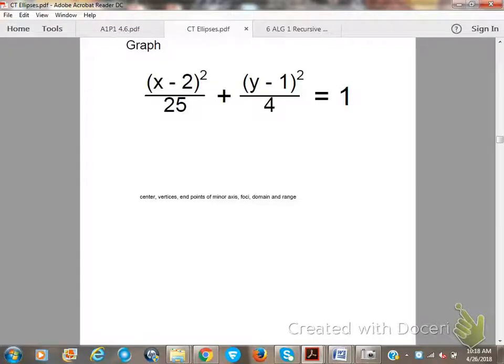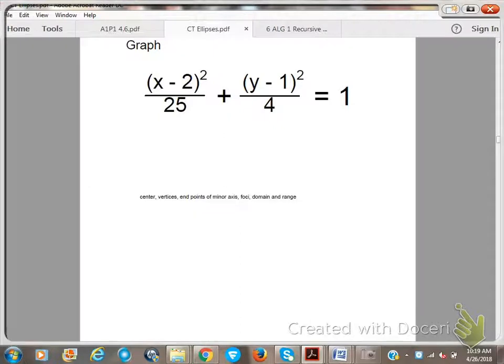So we're looking at an ellipse whose center is no longer at the origin. Where is it now? What would our center be for this one? 2, 1. Good. The center is 2, 1. And the nice thing about the center is it works the same way that it worked with circles and with the parabola. X is always with H, Y is always with K, and it's always the opposite of whatever that number is.